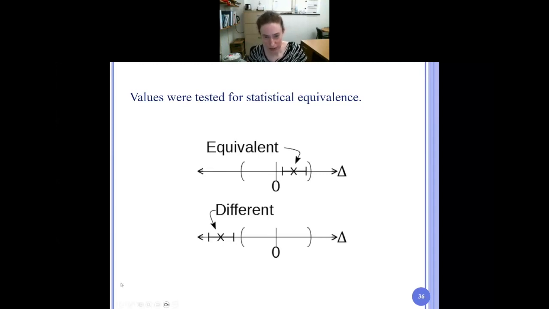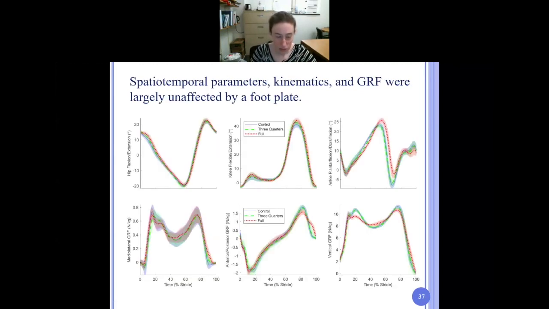Statistical equivalence basically means you define some sort of threshold about your difference. You say that if your data is within this threshold, it's equivalent, and any differences aren't meaningful. If the data falls outside of this threshold, then the differences are meaningful, and we can say that they are statistically different. What we found is that most of the parameters were statistically equivalent, regardless of the foot plate condition.